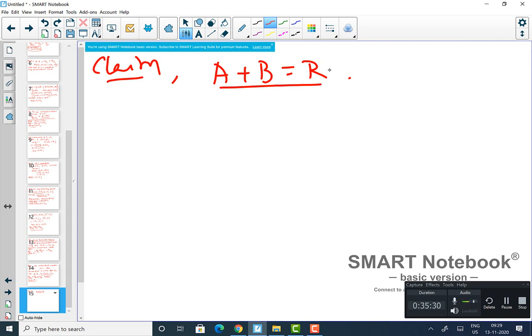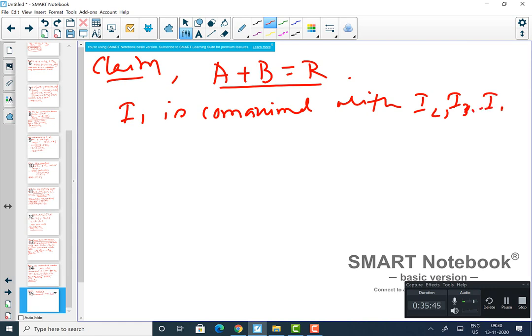So see, I1 is co-maximal with all of I2, I3, and so on up to IN, right? So what does that mean? That means co-maximality of I1 and Ii will give you something, whatever. So let me write down that xi plus yi equal to 1.